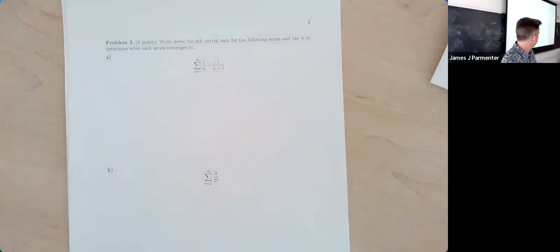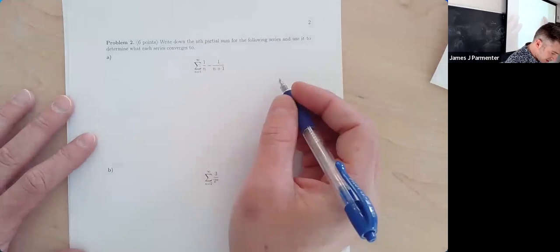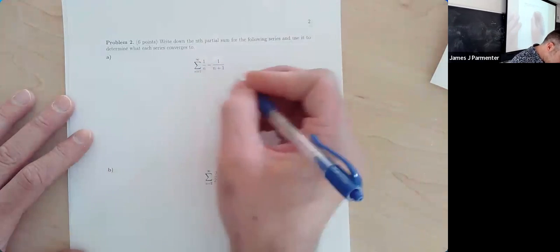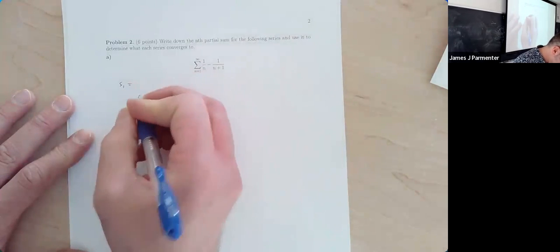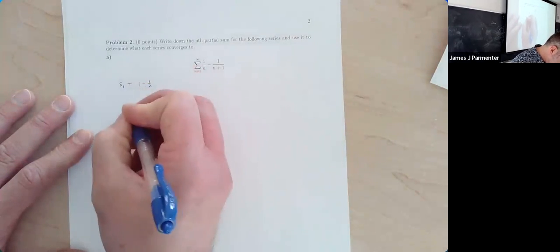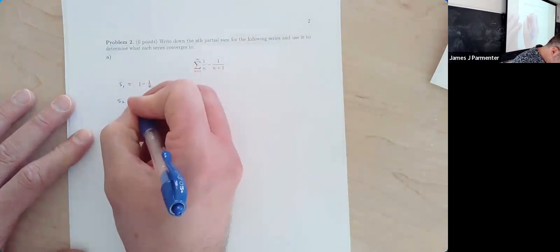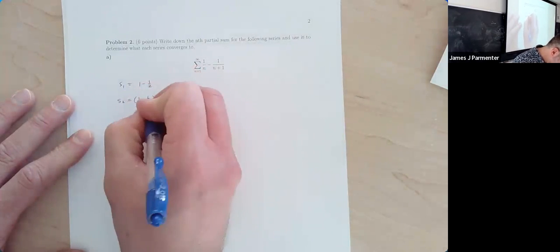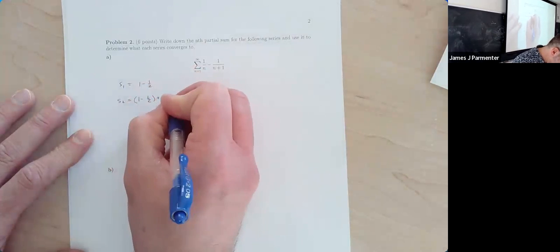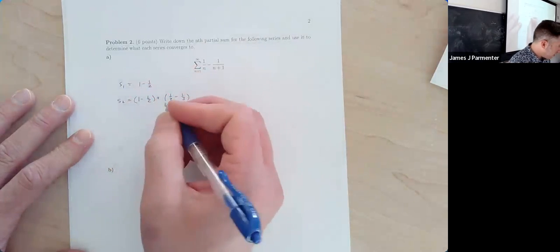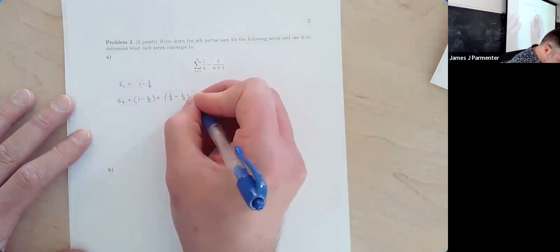To write down the nth partial sum, I like to just write out the first few terms. So if I was doing this one, my first partial sum is just 1 minus 1/2. My second partial sum is 1 minus 1/2 plus 1/2 minus 1/3. I would simplify this just to help me see the pattern.